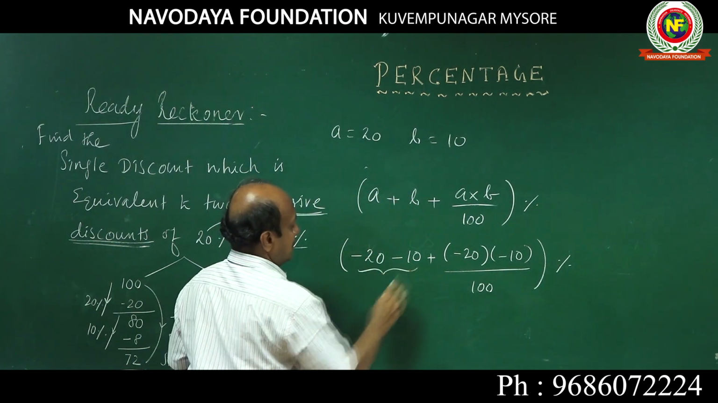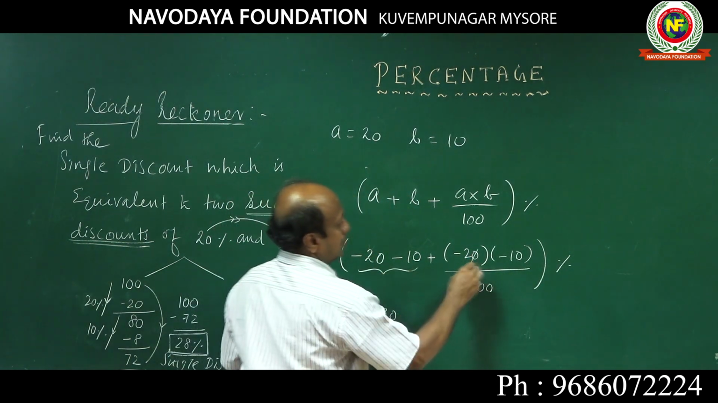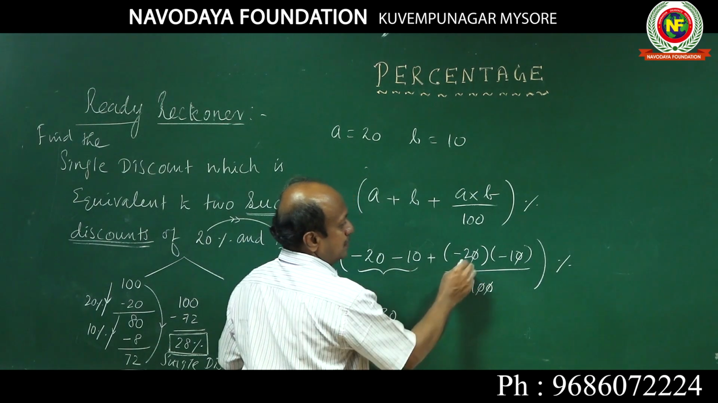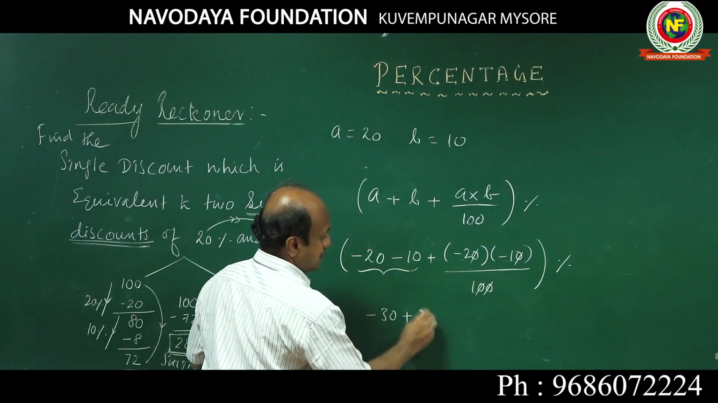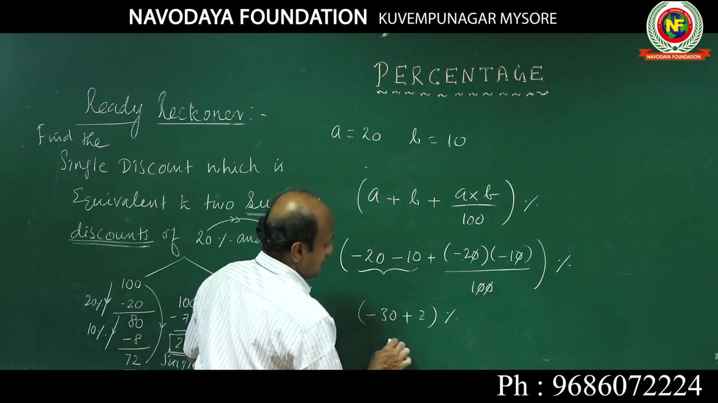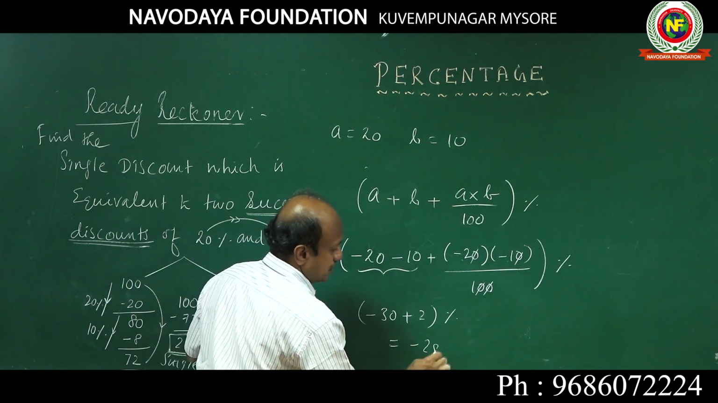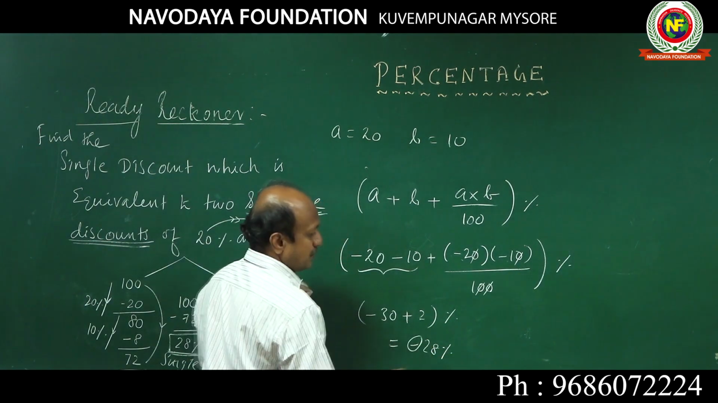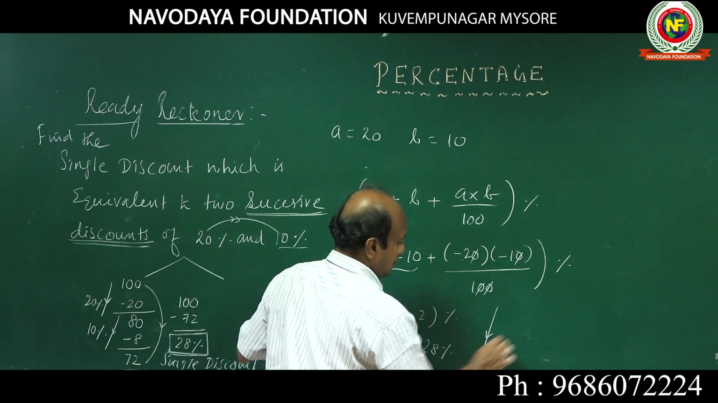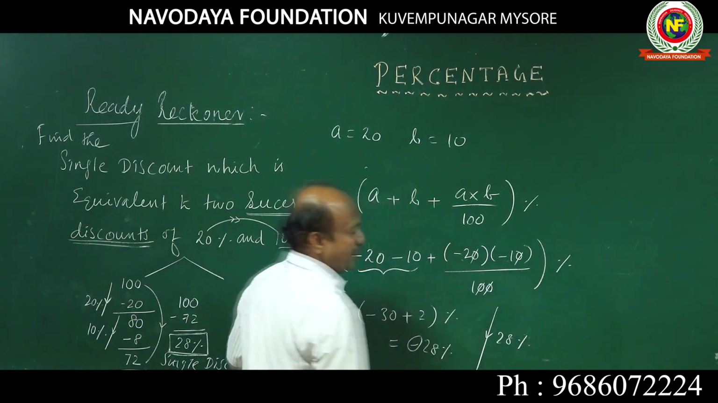Right. This value is nothing but minus 30. The 2 zeros will get cancelled. Right. Minus into minus becomes plus. Right. Percentage. That is nothing but minus 28%. This minus represents single discount, which is equal to 28%.